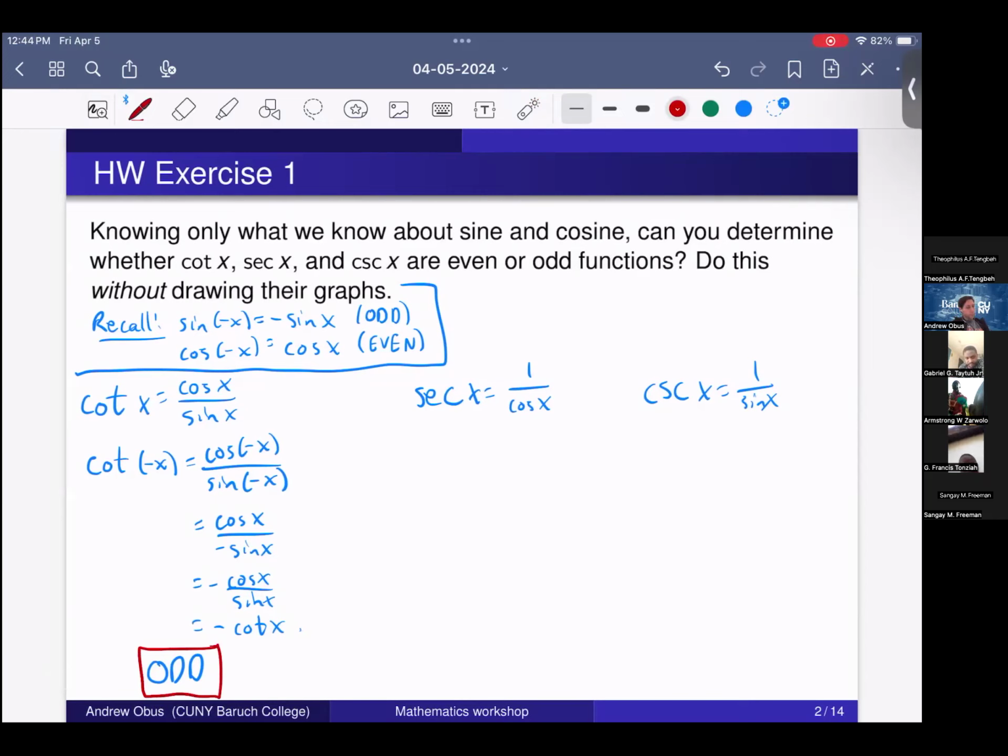So this gives you an odd function. Secant and cosecant work exactly the same way, but it's a little bit easier. For secant, secant of minus x is 1 over cosine of minus x. This is 1 over cosine of x, and that's equal to secant of x. So secant of minus x is the same thing as secant of x. That means that secant of x is an even function.